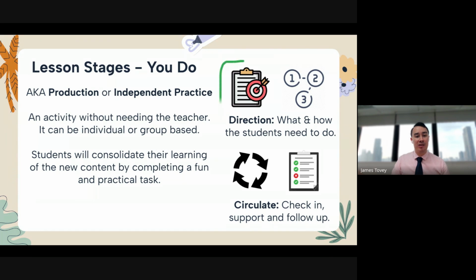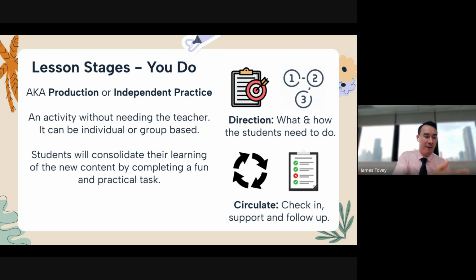Now, they need direction on what to be doing. You can't just say, all right, go do this. You need to provide them an idea of what the objective is, what they need to complete, and also how they're going to complete it. So step it out, 1, 2, 3 steps if you need to, if you need to explain that.